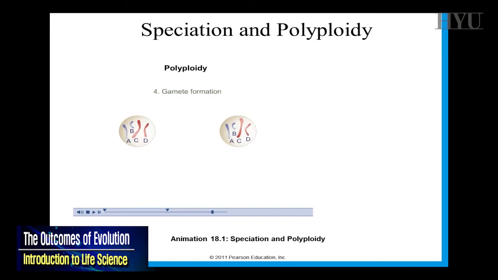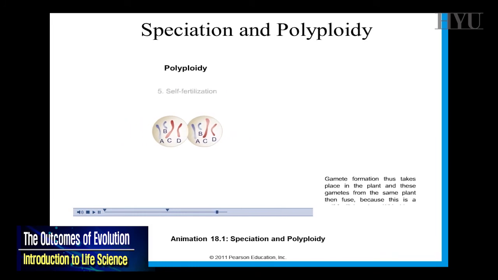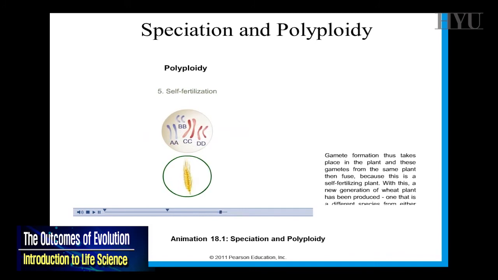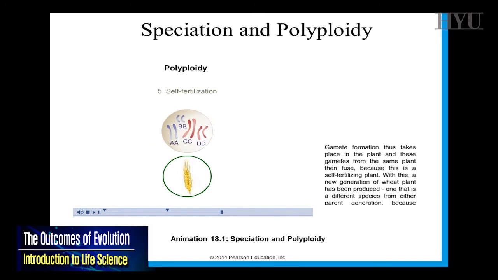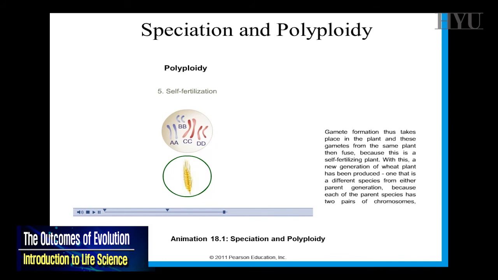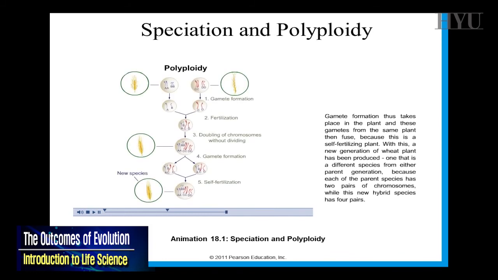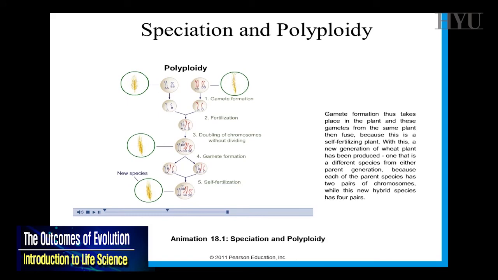4. Gamete formation. Gamete formation thus takes place in the plant, and these gametes from the same plant then fuse, because this is a self-fertilizing plant. With this, a new generation of wheat plant has been produced, one that is a different species from either parent generation, because each of the parent species has 2 pairs of chromosomes, while this new hybrid species has 4 pairs.